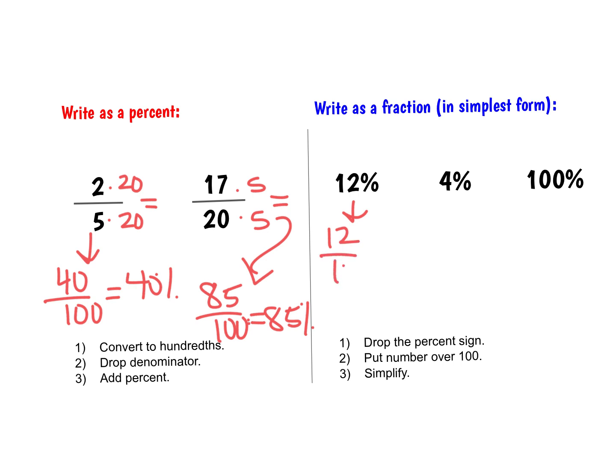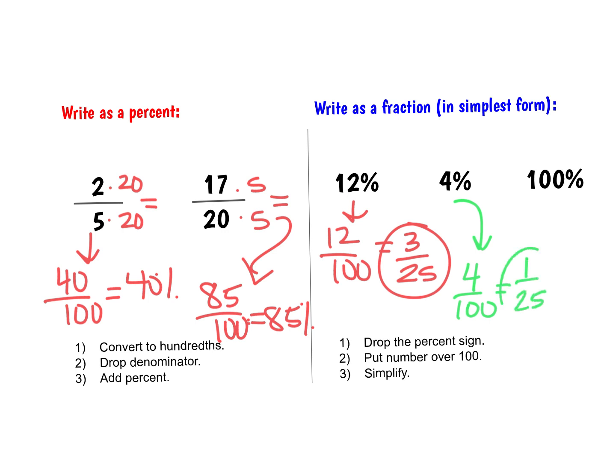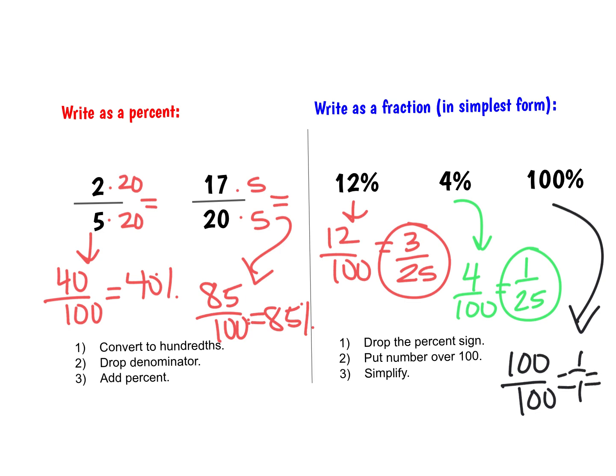12% is 12/100. I'm going to divide them by 4. So 12 divided by 4 is 3. 100 divided by 4 is 25. So we would get 3/25. And then 4%, 4/100, divide both by 4. And we would get 1/25. And then 100% would be 100 over 100. We can divide everything by 100, which would get us just 1 over 1, which would be simplified to 1.